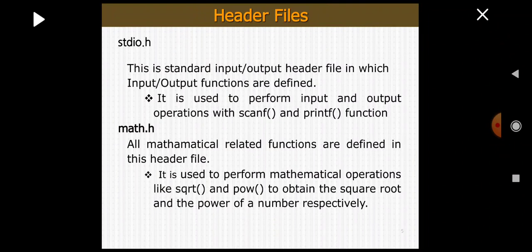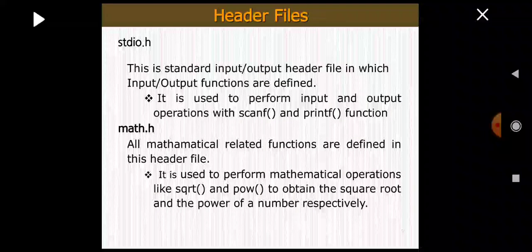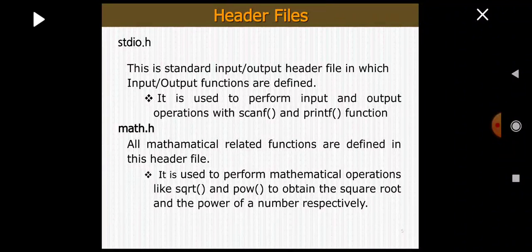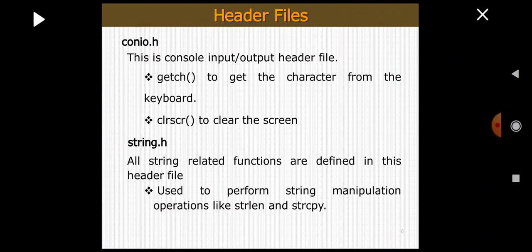And math.h: all mathematical functions are defined in this header file. It is used to perform mathematical operations like square root and power, to obtain the square root and power of a number respectively. Next is conio.h. This is the console input output header file. It has two important functions, that is getch to get a character from the keyboard, and clrscr, which is used to clear the screen, that is the command prompt screen.